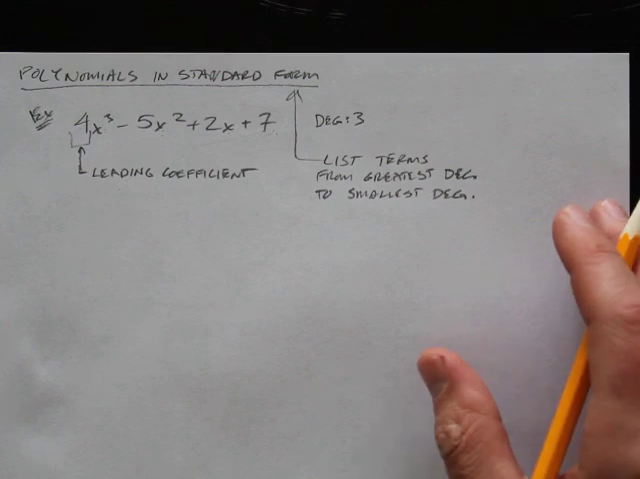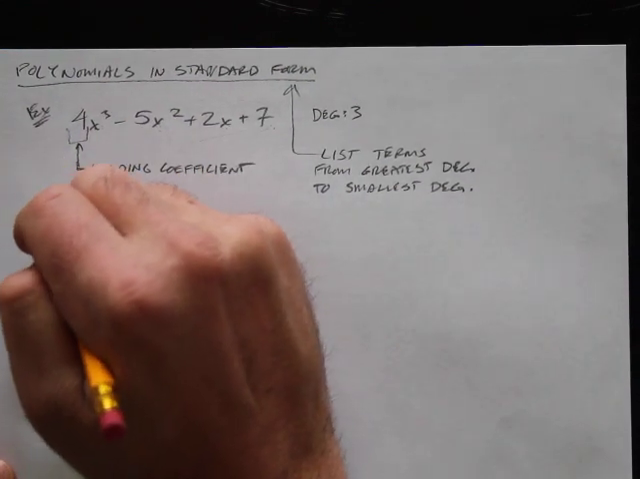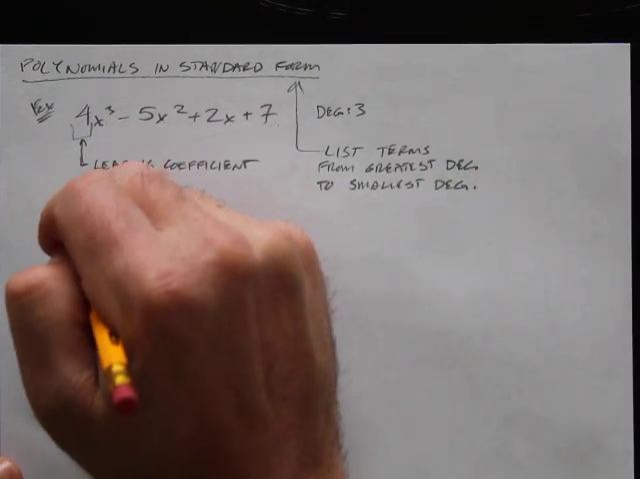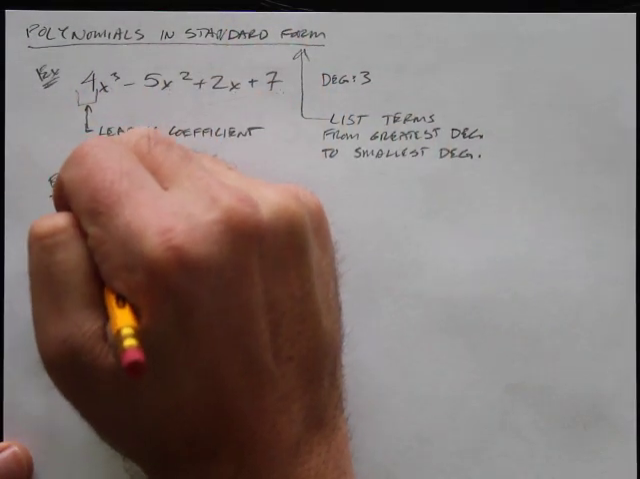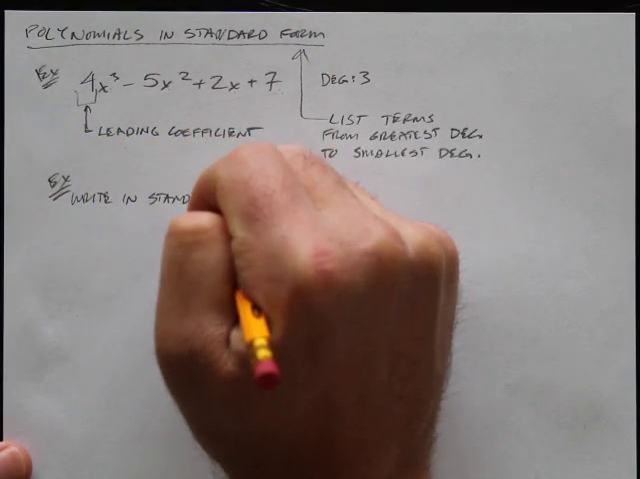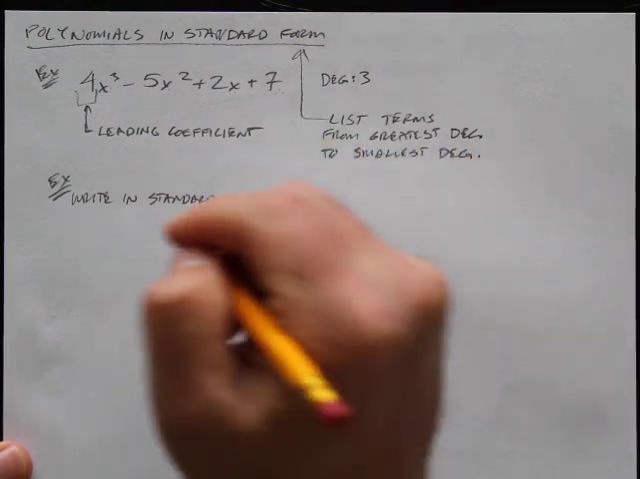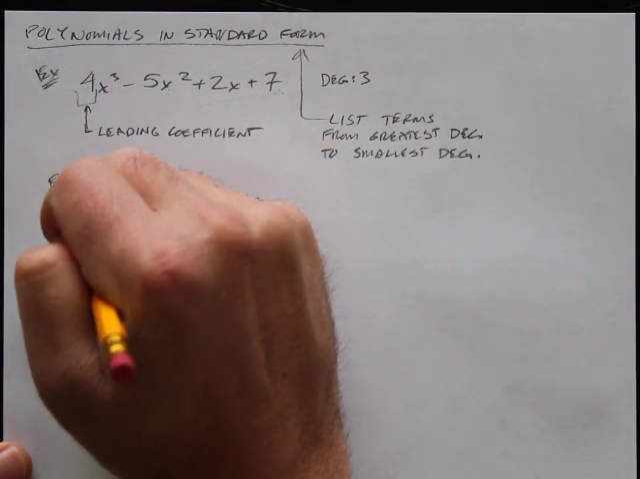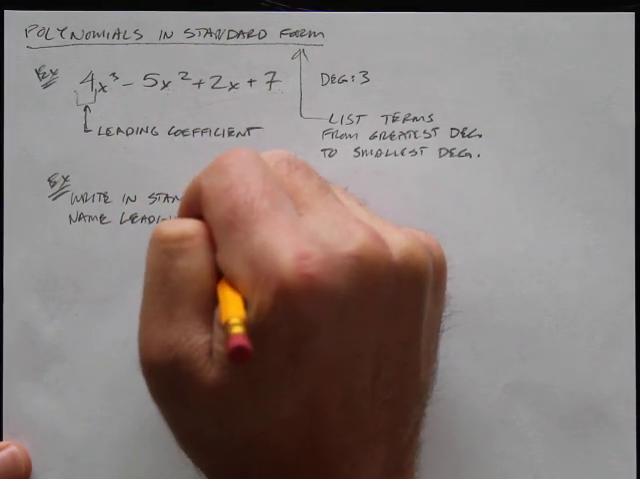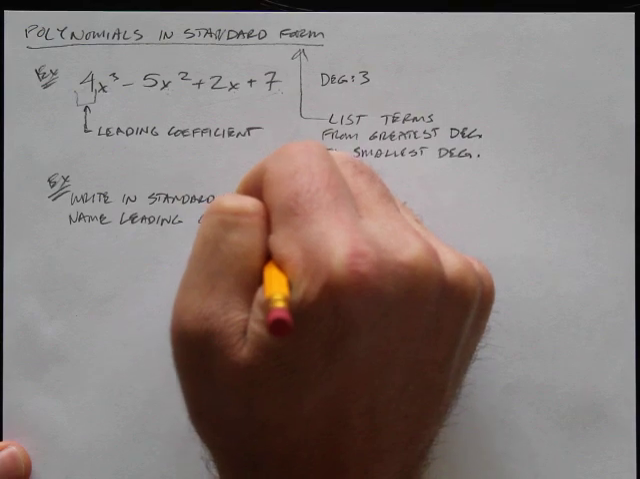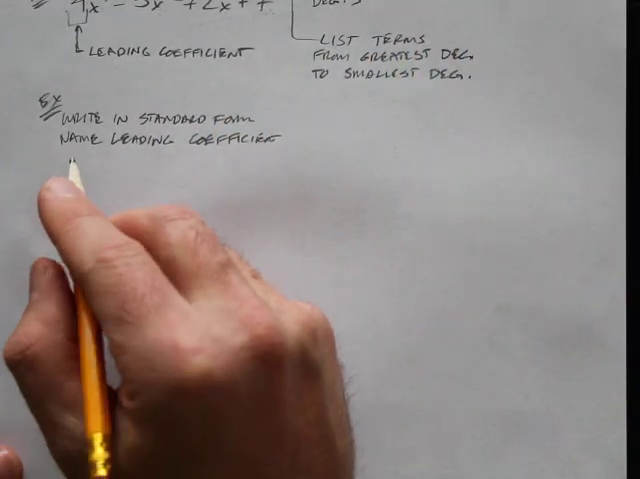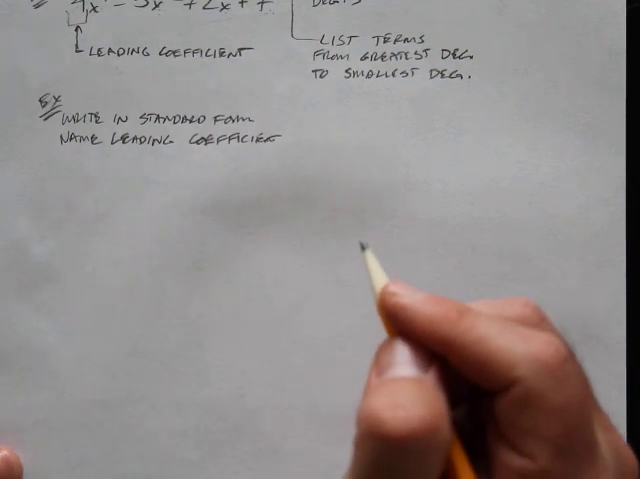Now, let's do some examples here. So here's your example. Write in standard form and name the leading coefficient. Okay, so we're going to write in standard form and name the leading coefficient. All right. So let's do one together, and then we'll have you do one on your own.